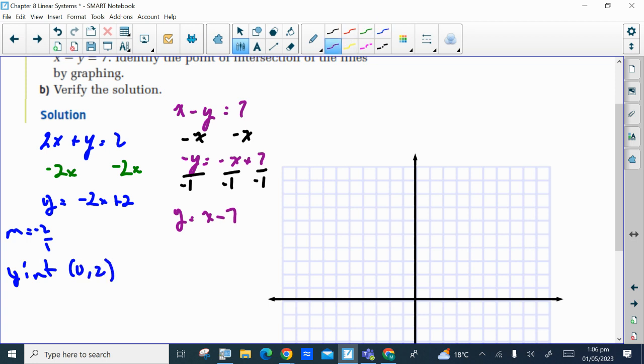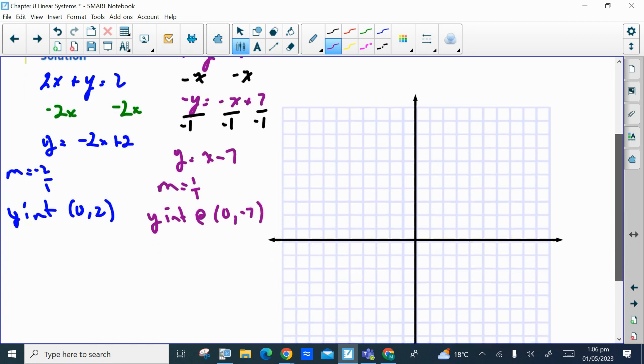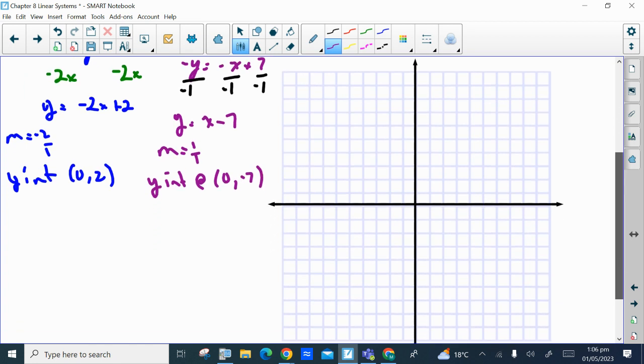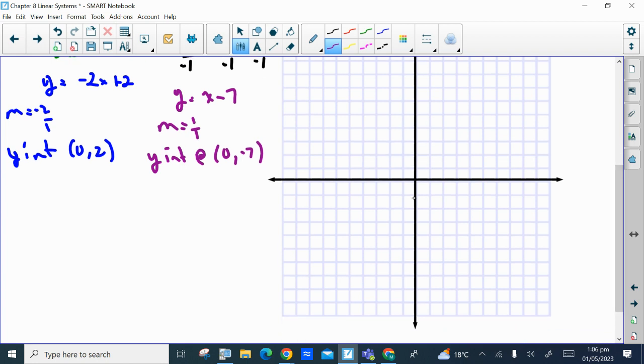Our second line, m the slope is 1 over 1. Our y-intercept is 0, negative 7. So if I graph that second line first, 1, 2, 3, 4, 5, 6, negative 7 is there. And then we rise 1 and run 1. Rise 1 and run 1. We can also rise negative 1 and run negative 1. That works as well.